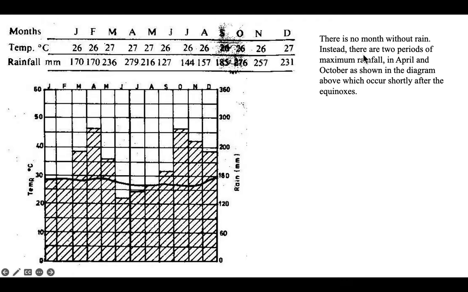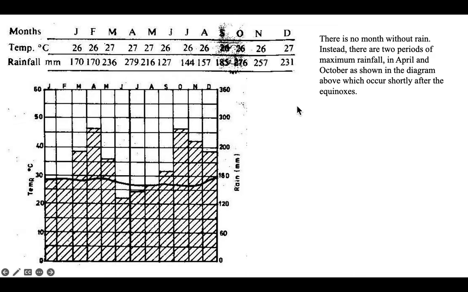There are two periods where there is maximum rain. The maximum rain is in April and October. So April and October, that's where we have maximum rain, which comes shortly after the equinoxes. So equinox is present.